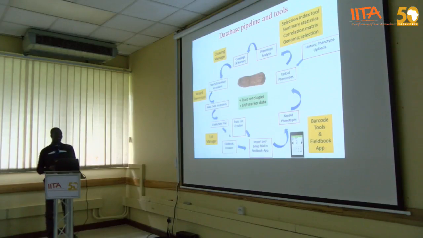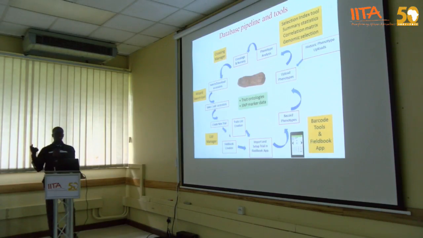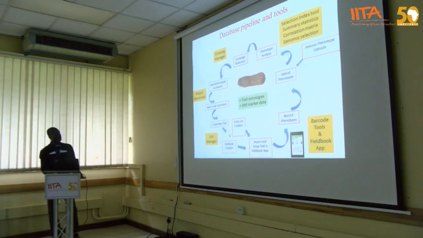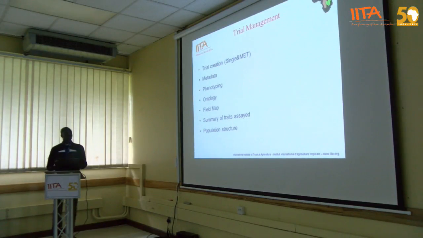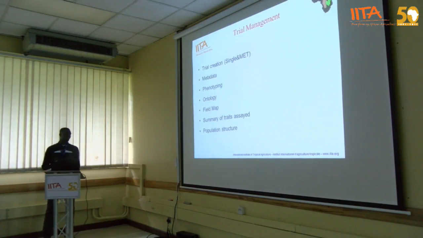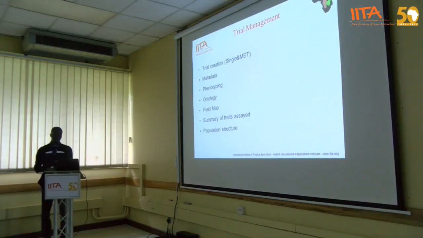And then all this is working along with the trait ontology, the crop ontology. I will talk more about the way it works. And then the molecular marker data, because before I was saying that we want to link together the phenotypic data with the molecular data. So also what the YAMBASE can do, it will help you to manage your trial by the creation of single or multiple environment trials. It will provide you the metadata, and then the phenotyping ontology, the field map, and then it will assist you also with the summary of the trait assets, and then the population analysis.